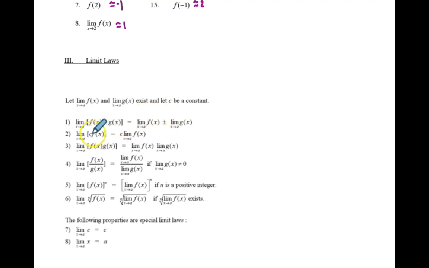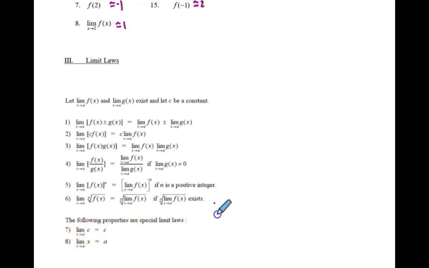If you multiply a constant by the function, you can factor that constant out in front of the limit. If you multiply the two functions, you can multiply their limits. If you divide the functions, you can divide their limits as long as the denominator is not equal to 0. If you raise a function to the exponent n, you can also raise the limit to the exponent n. If you take the root n of the function, you can also take the root of the limit, assuming that that root exists.